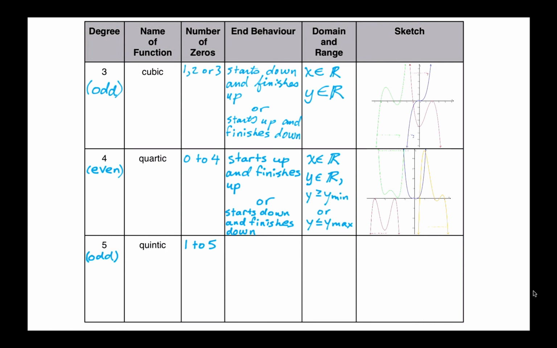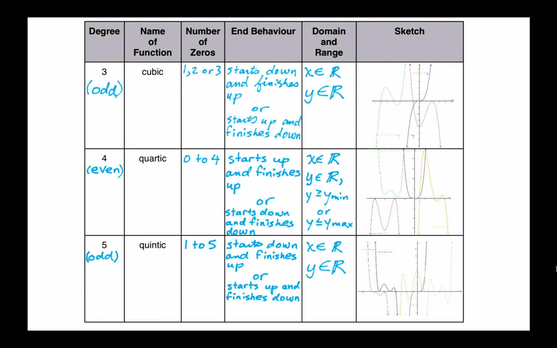The end behavior is like the end behavior of all other odd polynomials, which is that they start down and finish up, or they start up and finish down. So this is the case when the lead coefficient is positive, and this is the case when the lead coefficient is negative. Domain and range is the same for all odd polynomials, which is the domain is x is real, range is y is real. And to get a sketch of these possible situations, there are so many. So you may want to go look back at the Desmos activity to see all of those more up close.